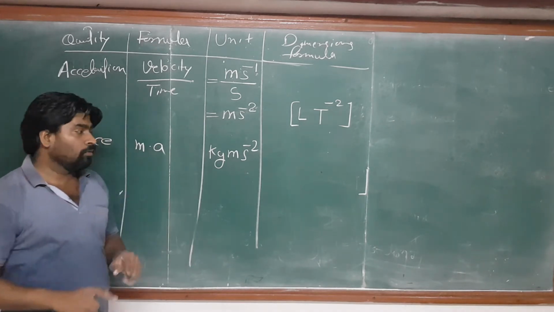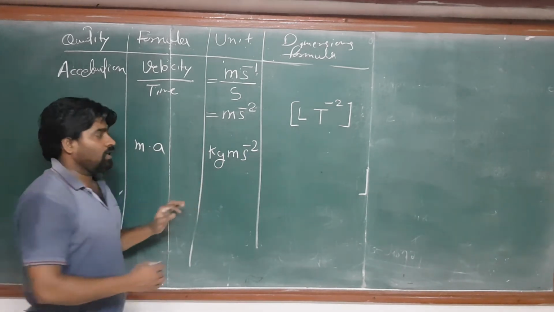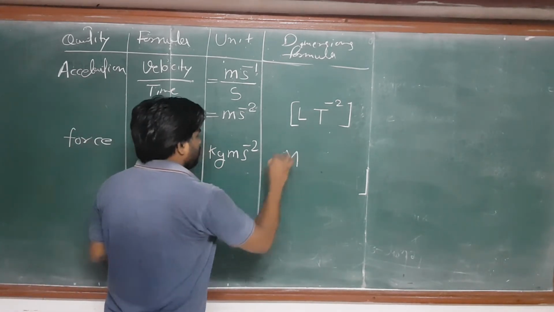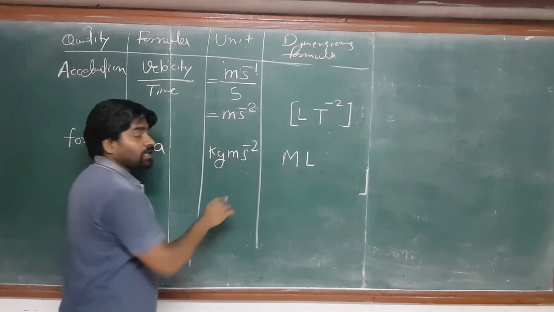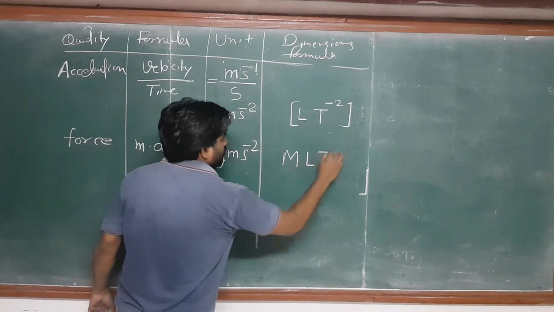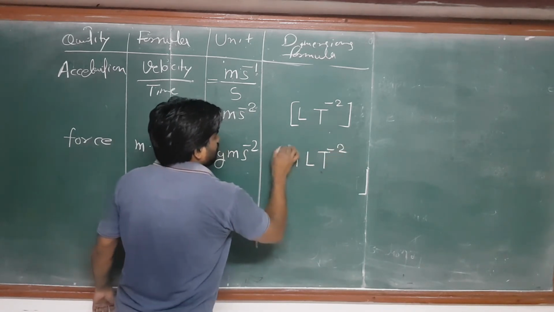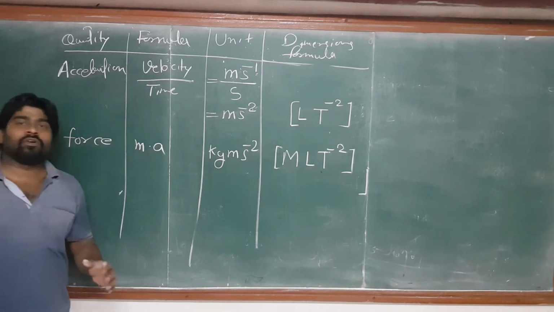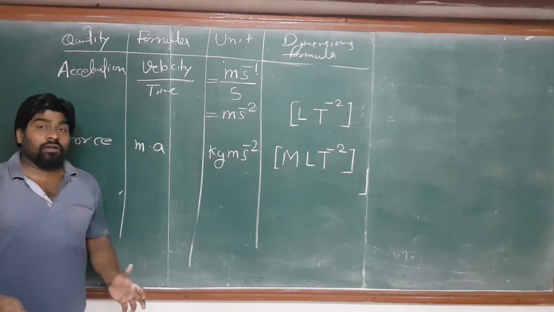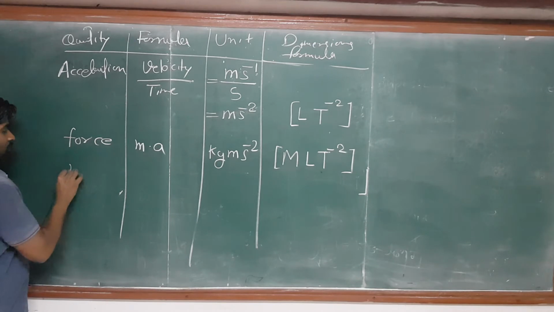Now convert it into the dimension formula. Kilogram is the mass, so write here capital M. The meter is the L. And the second is the time. So here M L T inverse 2. This M L T inverse 2 is the dimension formula of the force. Next, the momentum.